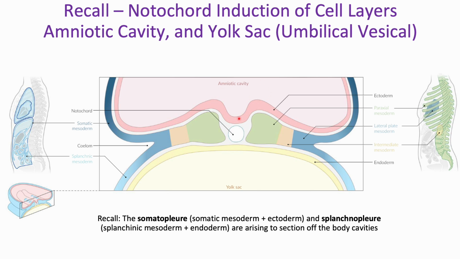So recall that when we have the trilaminar disc, we're going to have the notochord induction, and that's going to start to form our axis by which we're going to form our body walls, and we're going to start to form the more adult derivatives and more fetal structures.